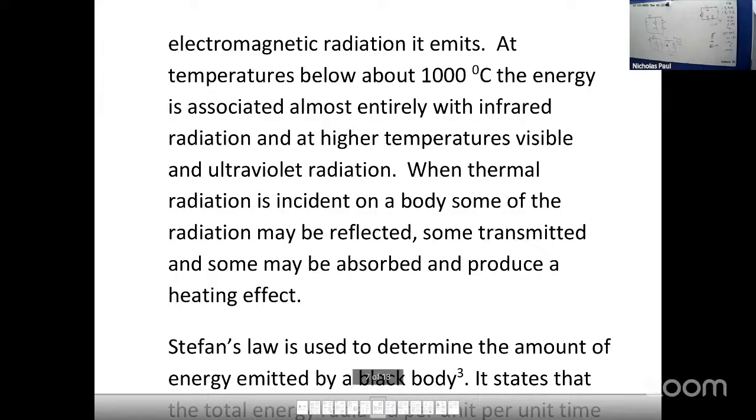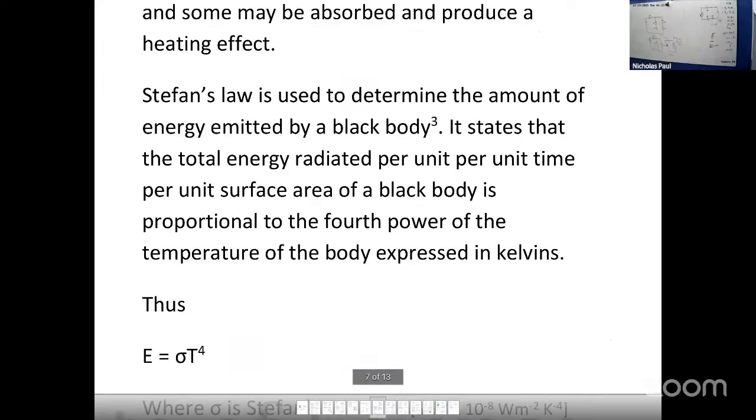When thermal radiation is incident on a body, some of the radiation may be reflected and some transmitted, and some may be absorbed and produce a heating effect. So the law that we have to learn is called Stefan's law. Right? So let's make a note of it. Stefan's law.